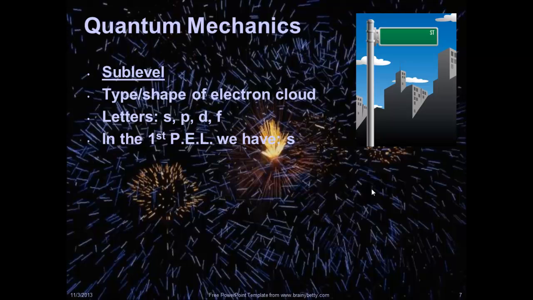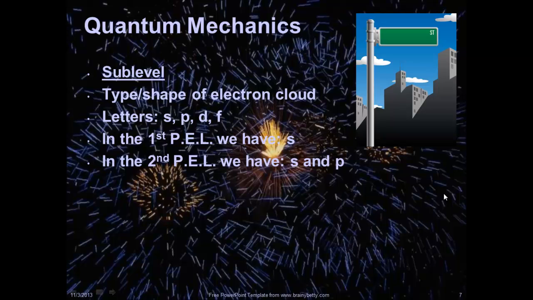And where you find these street names is a little bit interesting. In the first principal energy level, and that's what this PEL stands for, principal energy level, we only have one type of sublevel, and that's the S. So if you're using the envelope address comparison, in the first town we have S Street, and that's it. There are no other streets in the first town. There are no other sublevels in the first energy level.